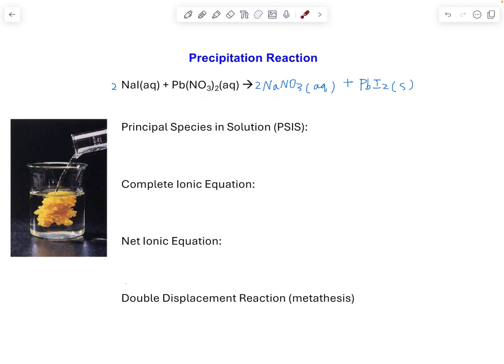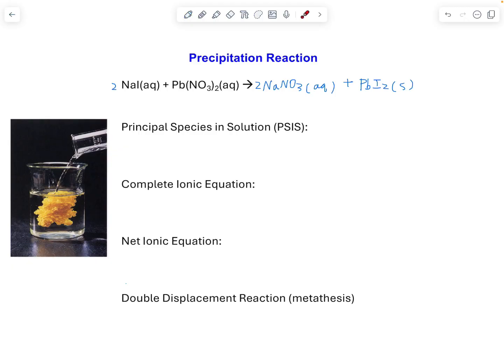And really, what is happening when you mix these two solutions together is the principal species in the solution react, generating the product. Principal species in solution is a very interesting concept, and some of your instructors might like to discuss it, some may not, but it's really nice to know the concept.